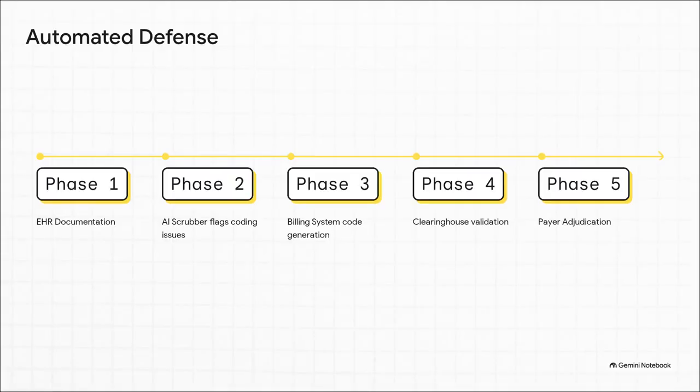So how do you actually automate this defense? It's all about integrating an AI-powered pre-submission scrubber directly into your workflow. Put it right between the EHR documentation and the final billing system. A good AI scrubber will detect a high-level visit mapped to an unspecified diagnosis code and flag it instantly before it ever reaches the clearinghouse. It catches those missing modifiers and LCD mismatches so you don't have to.